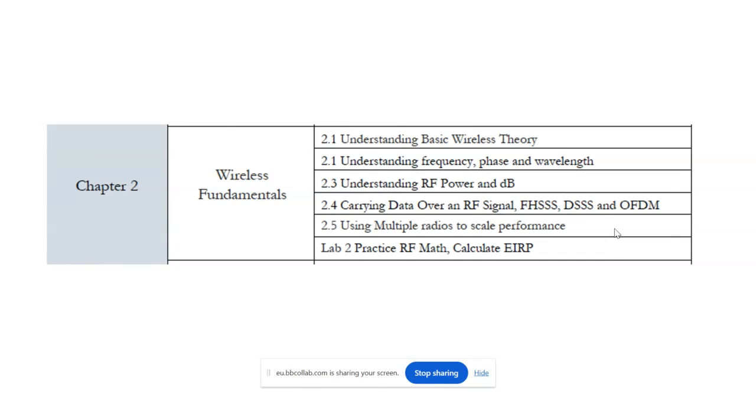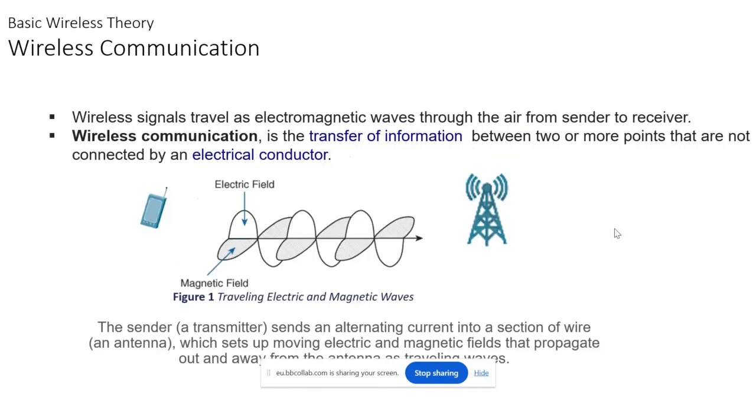After that, we will have a practical lab session, which is about radio frequency mathematics and how to calculate the EIRP. Let us start. First of all, what is wireless communication? Who can tell me what is wireless communication?